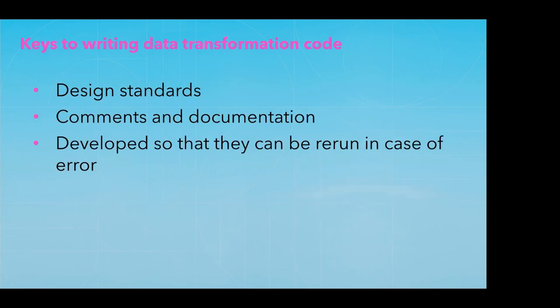So the keys to writing good data transformation code is basically implement design standards in your organization so that everybody's doing things kind of the same way, and it makes it easier to read. And with notebooks, of course, include Markdown, and you can include comments and documentation, and you should.